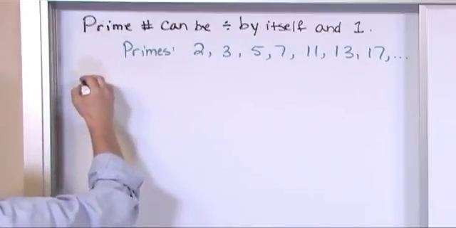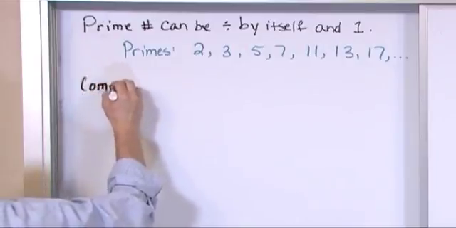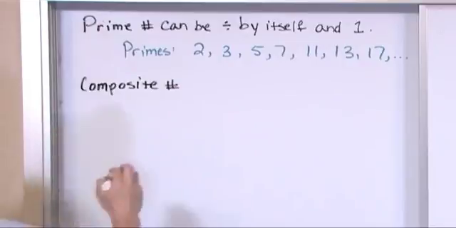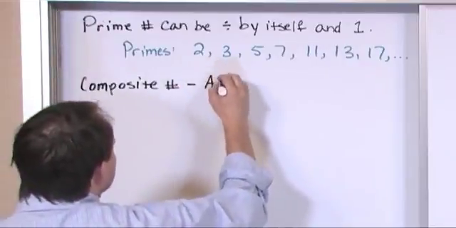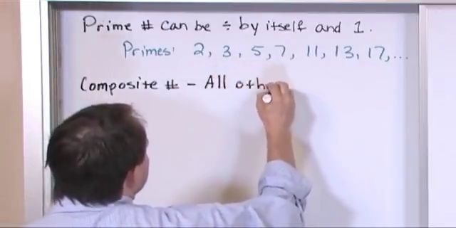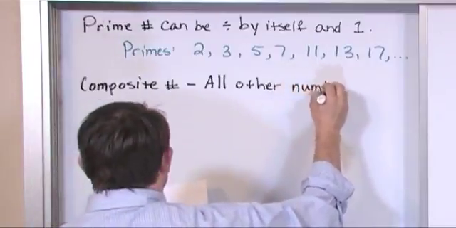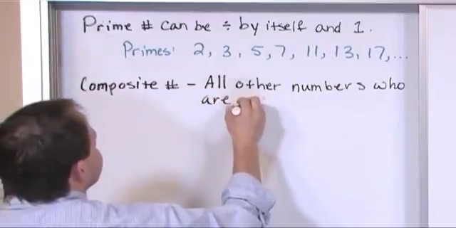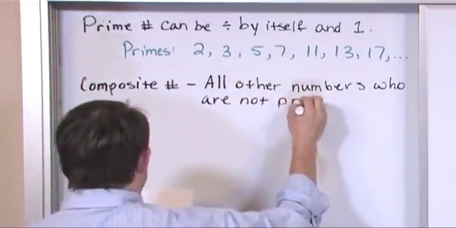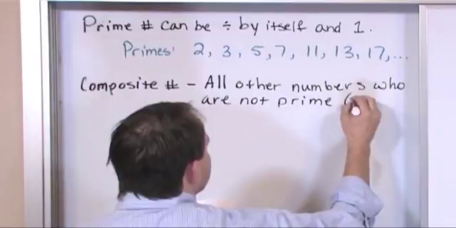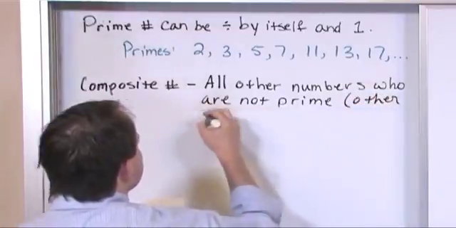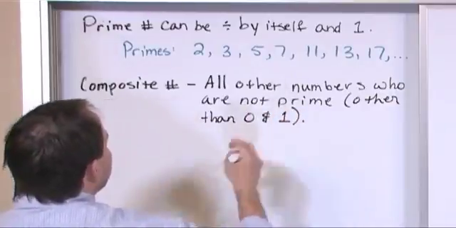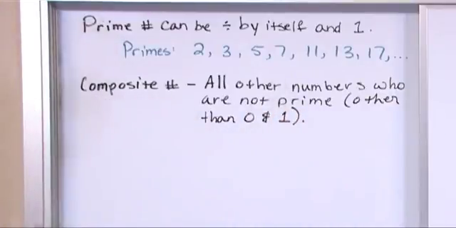So we have prime numbers. Now a composite number. Sometimes you might see that in a book. So what is a composite number? It is simply all other numbers who are not prime, other than 0 and 1. So basically we divide the world up into two kinds of numbers in this section.